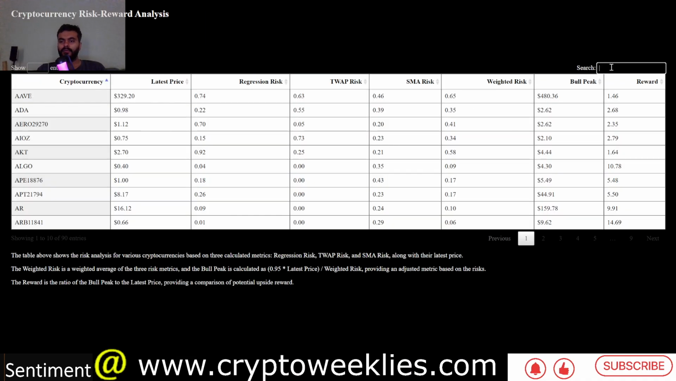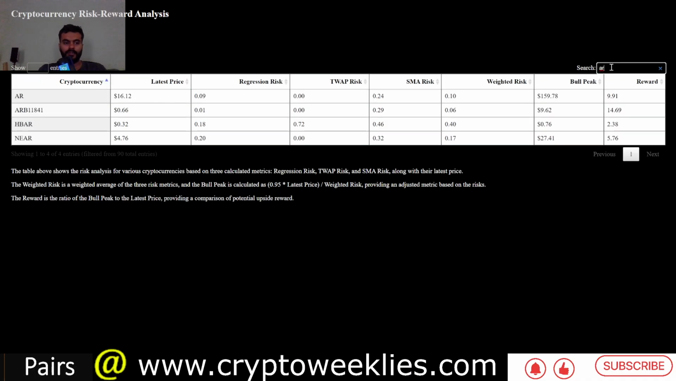If we were to have a composite model of all these models that we discussed, the regression model, which is the DCA model, the TWAP, and the SMA model, the three accumulation models, the weighted risk for Arweave is at around 10%. Roughly speaking, if this is just a risk reward based analysis, you can see that the regression risk and the time weighted average price risk for Arweave were very low, and the SMA risk is at around 24%. The estimated bull run peak is at around $160, so roughly speaking, about a 10x from the current price of about $16.